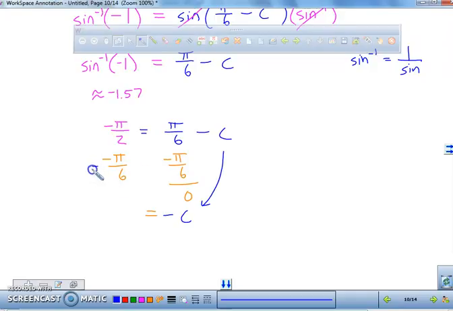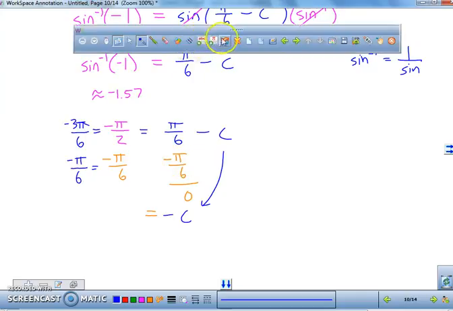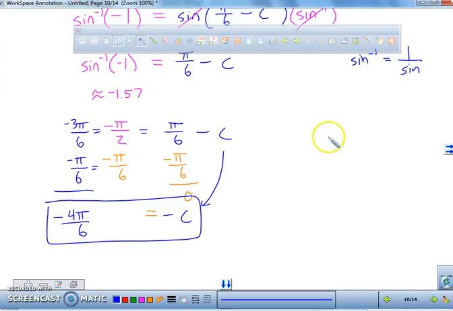Well, they don't have like denominators, so I've got to create a like denominator. So I'm going to create a denominator of 6. 2 times 3 equals 6. So the numerator would have to be a negative 3 pi. Change this to denominators that are exactly the same. Okay, so negative 3 pi over 6 equals negative pi over 2. I don't know why my board's messing up. There we go. Now, if we add those together, you get negative 4 pi over 6. So here's what you're left with. The negatives cancel out, so c will equal 4 pi over 6, which reduces to 2 pi over 3. And we just found our c value.